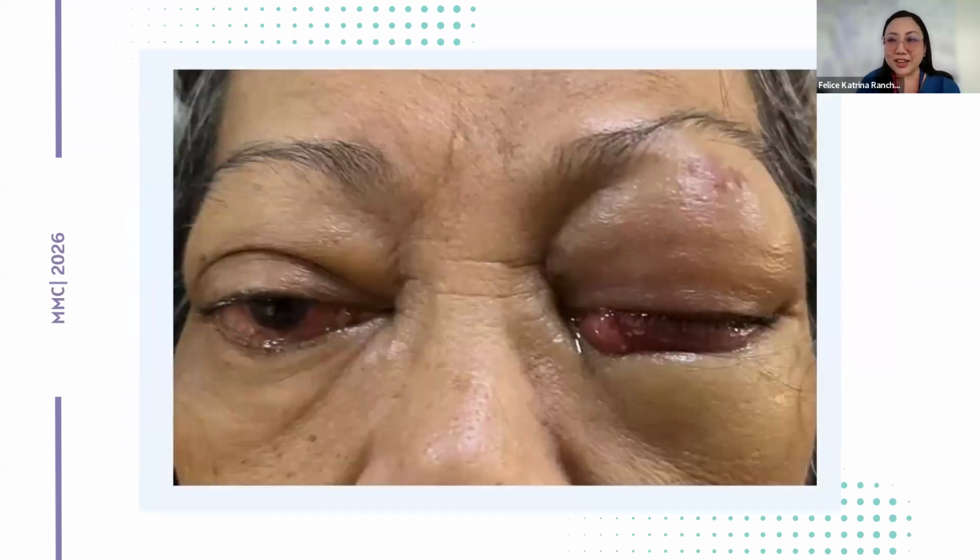So she approached the residents, and the residents did their PE, and they noted increased IOP of 38, VA of counting fingers, and frozen globe. So the residents referred to us, they correctly called it compartment syndrome, and they proceeded to do lateral canthotomy and cantholysis in the clinic.